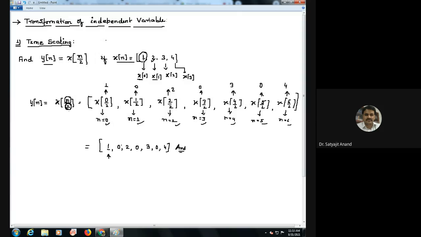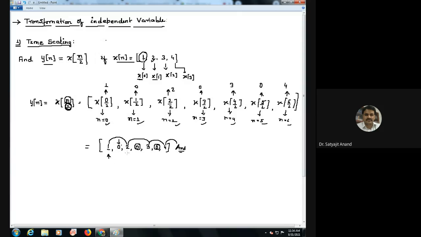Between each successive amplitude we are inserting a 0. So between 1 and 2, one 0 is inserted. Same between 2 and 3, one 0 inserted. Between 3 and 4, one 0 inserted. If there is another sample between 4 and 5, there will be one 0 in between, right?